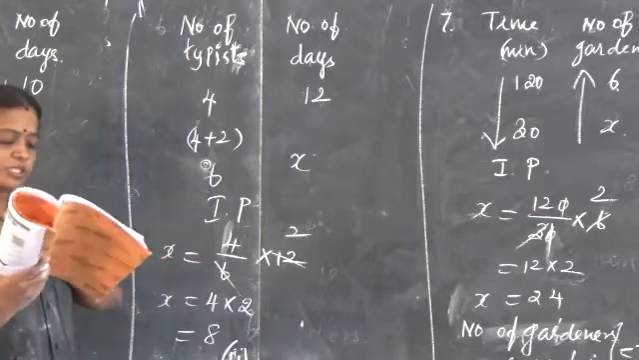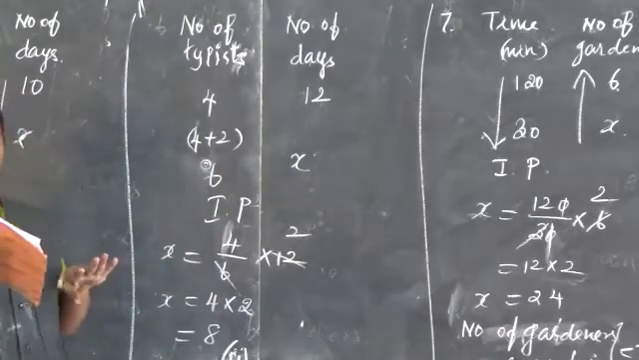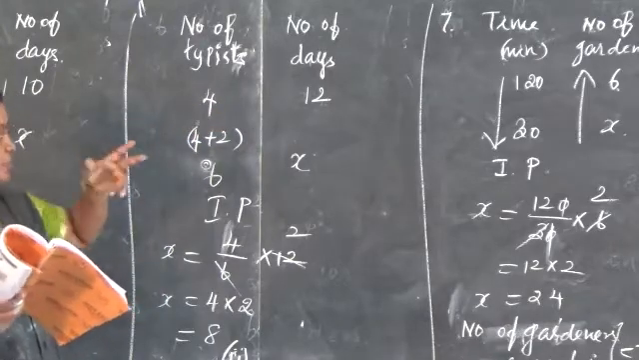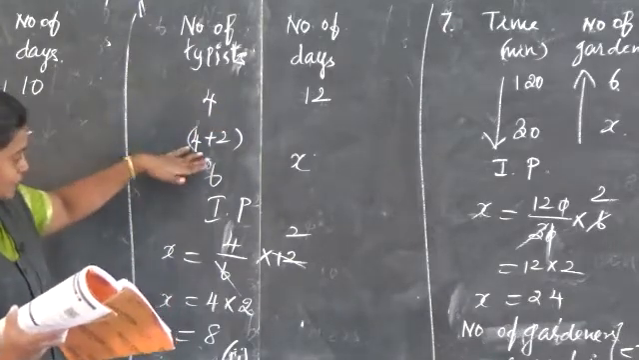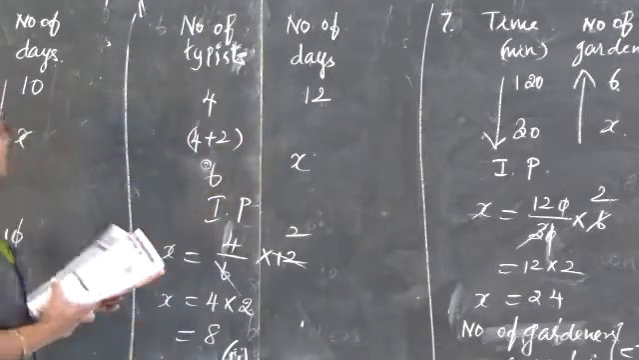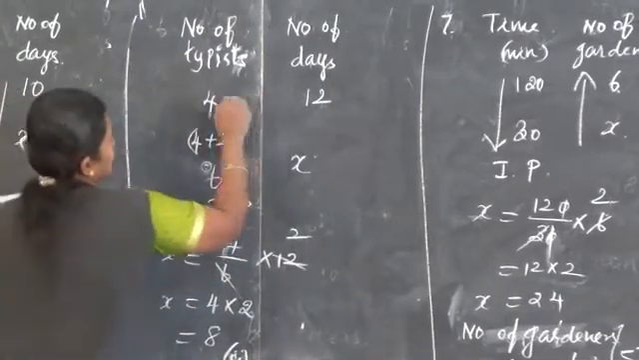Once again I am explaining to you. 4 typists are employed to complete the work in 12 days. Now, if 2 more typists are added, how many typists do we have? 6 typists. Definitely we can complete the work in fewer days.